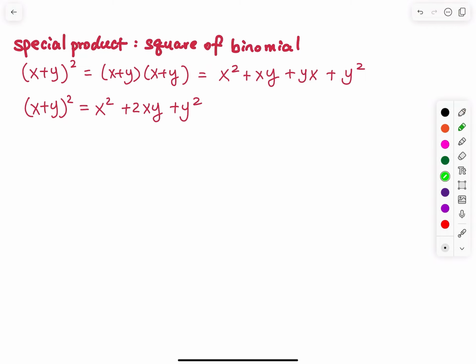In some cases, they write (a + b) squared equals a squared plus 2ab plus b squared. Some textbooks use a and b instead of x and y.